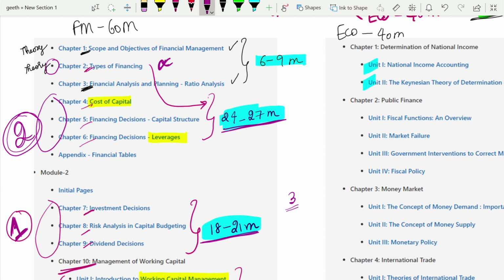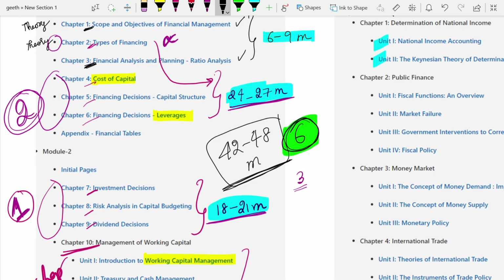Okay, so until now there are so many chapters, out of which we have picked 6 chapters in FM. So if you study these 6 chapters, that is investment decision, risk analysis, dividend decisions, capital structure, leverage and cost of capital, your 42 to 48 marks in the exam will get secured. This is for scoring the passing percentage in the exam, that is 42 to 48 marks in your paper. These 6 chapters you have to study.